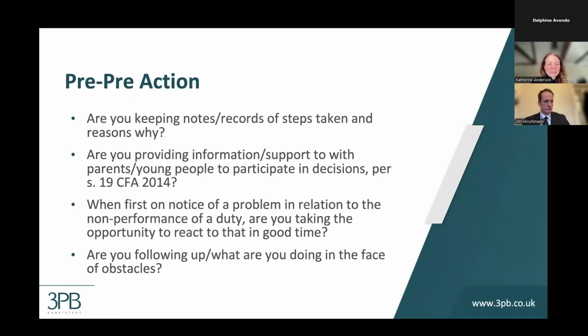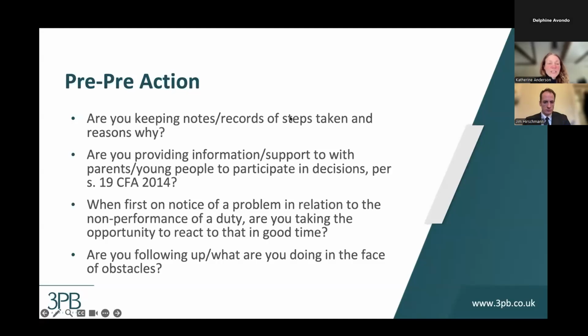Sometimes we're seeing that where the parent or the young person or their representative is standing, they're not getting information and perhaps not support to participate in relevant decisions. And so that can mean that from where they're standing, they do not know what the local authority is doing, and they don't necessarily trust that what's being done is the right thing or that anything is happening at all.